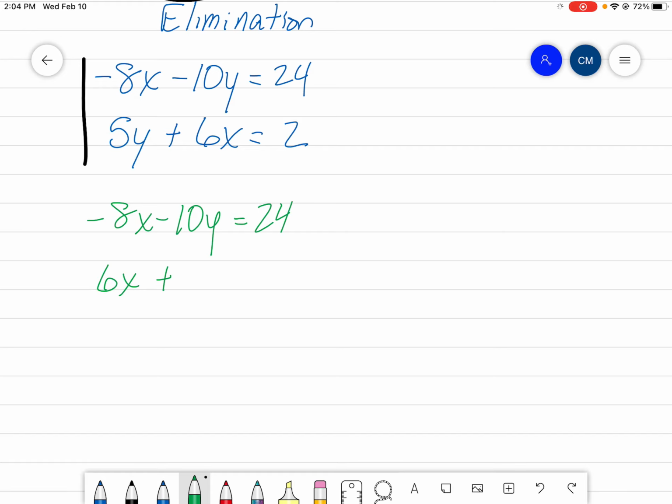Then it'll be 6x plus 5y equals 2. So now all my x's are in a row, all my y's are in a row, all my constants are in a row. Again, we call this standard form.